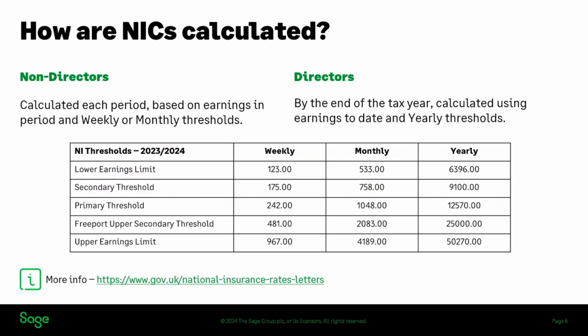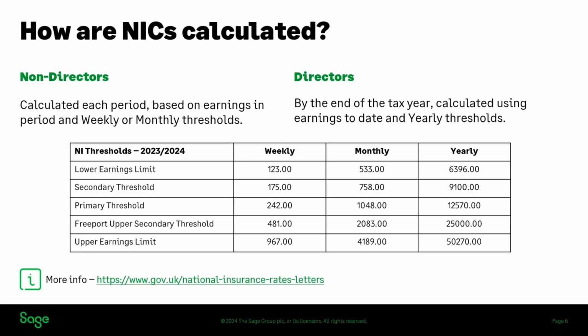On to the NI calculation, and let's just have a look at the differences between how national insurance is calculated for non-directors or employees and directors. As you're probably aware, for non-directors, national insurance is calculated each period based on the earnings in that period only, and it will use either weekly or monthly thresholds to calculate the amount of national insurance due. You can see the thresholds listed there in the table, which can also be found in your legislation settings, and I'll show you how to find that when we go into the demo.